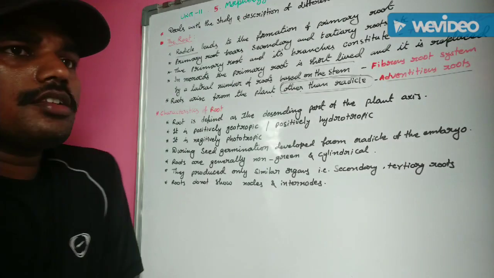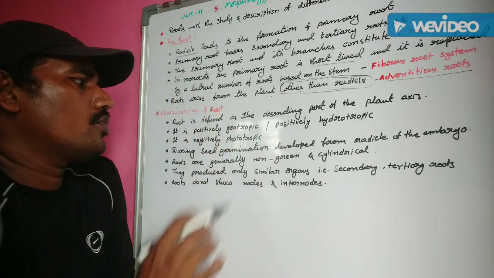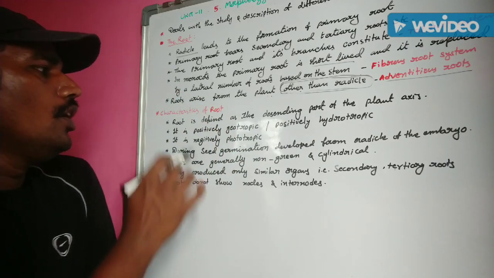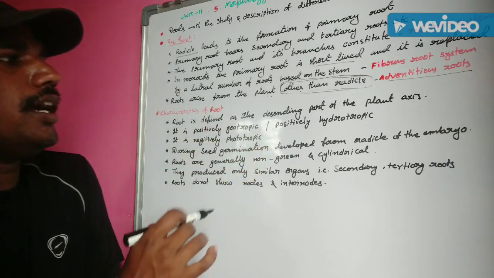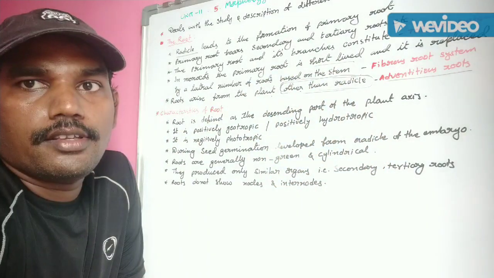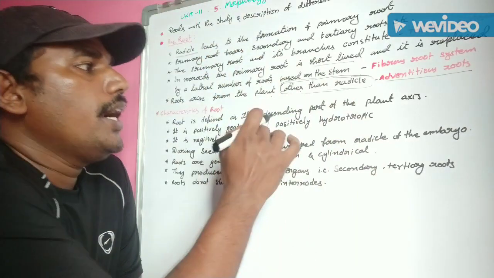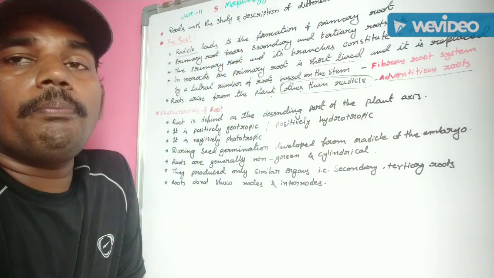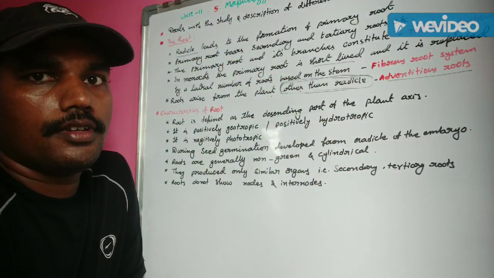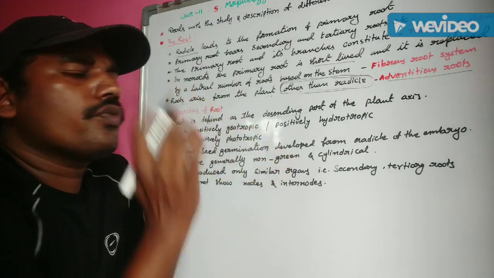What are the characteristics of roots? The main characters are: root is defined as the descending part of the plant axis. Shoot is the ascending part. Root is the descending part of the plant axis. Understand? Next one, it is positively geotropic.